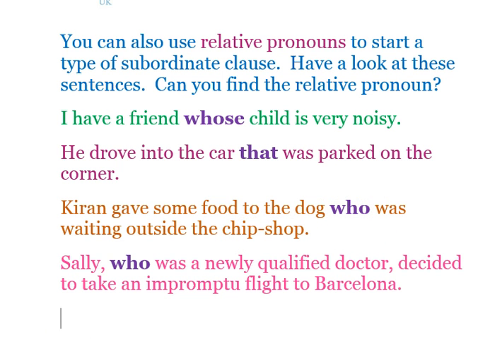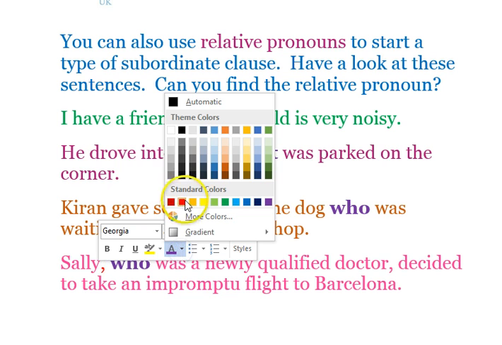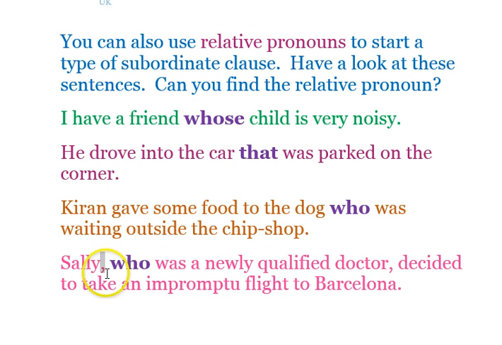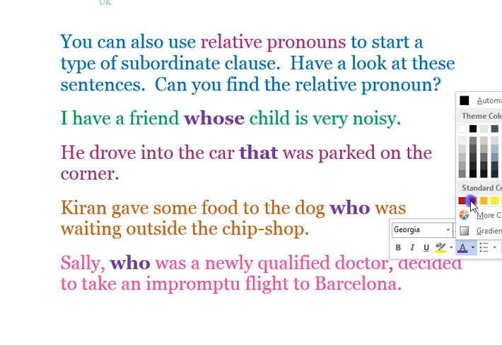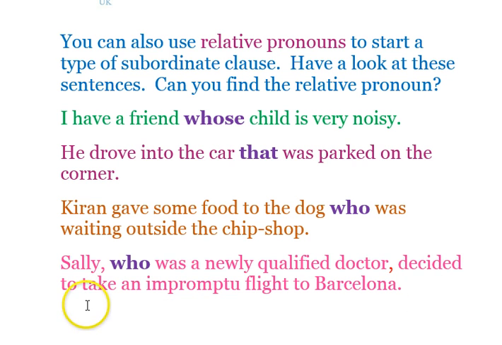chip shop. In this last example, we have the subordinate clause actually in the middle of the sentence, and when we do this we must insert these paired commas before and at the end of the subordinate clause. Just highlighting those for you. So the actual main clause is Sally decided to take an impromptu flight to Barcelona. We have a relative pronoun here, who was a newly qualified doctor, and that's your subordinate clause because we have the relative pronoun referring to Sally and the verb in was.